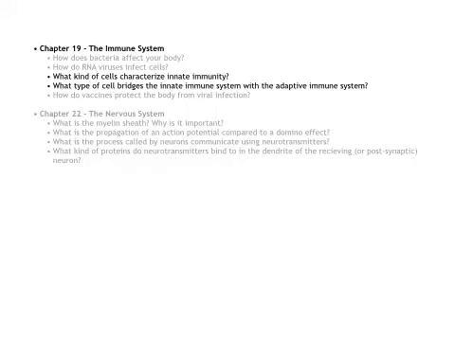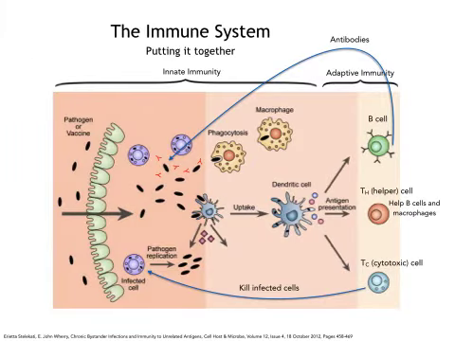Okay, what kind of cells characterize innate immunity, and what type of cell bridges the innate immune system with the adaptive immune system? So this is the summary slide of innate immunity and adaptive immunity. And you can see the first question, what kind of cell characterizes the innate immune system? Under that innate immunity bracket, there's two kinds of cells here, macrophages and dendritic cells. There's also other cells that are in this innate immune system, neutrophils.